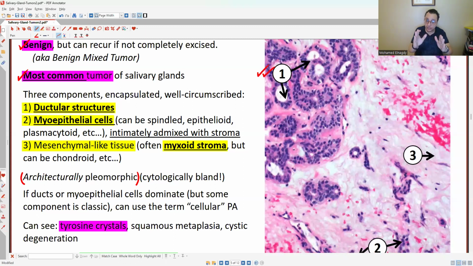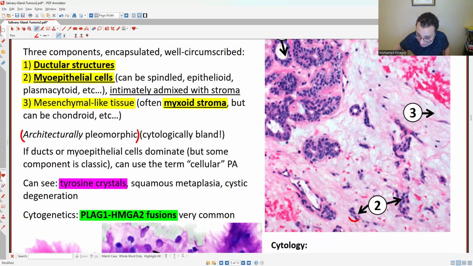Number one, you will see ducts, so there are ductular structures. Number two, you will see myoepithelial cells. They form some small islands in a sea of mucus, or in a sea of myxoid stroma. Number three is the sea of mesenchymal tissue, which is usually myxoid stroma. However, in this myxoid stroma, you might see any of the mesenchymal components like cartilage, bone, anything. Most commonly, it's cartilage, or adipose tissue.